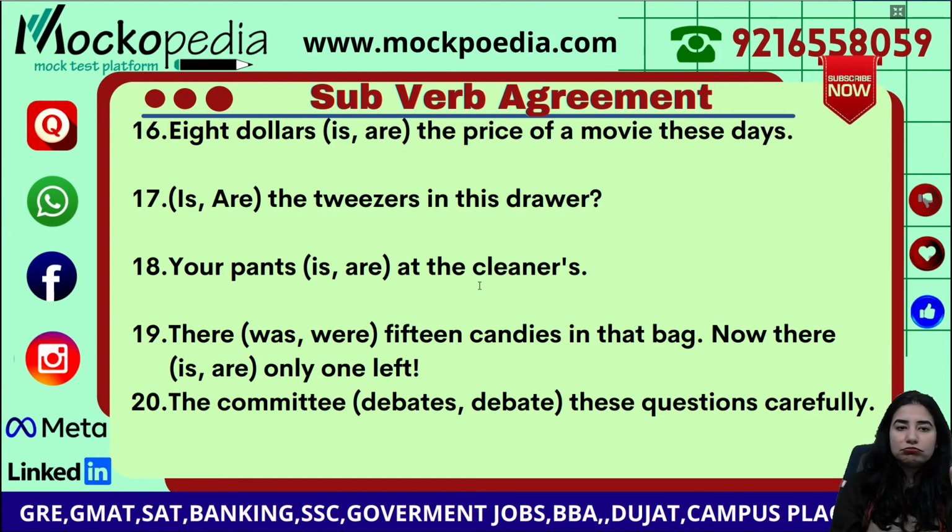Now there is or are only one left. If it is countable and you can just have one, then it is singular in nature. So the verb is going to be is. Okay, so there were 15 candies in the bag. Now one is left. So there is just one. One is singular. That is the reason we are using is. And there were 15 candies, so we are using a plural verb. I hope I make sense.